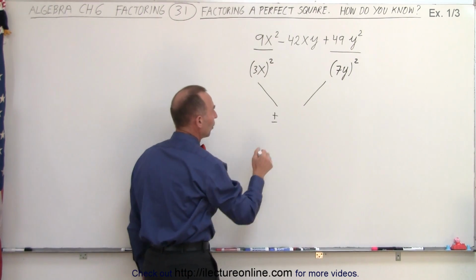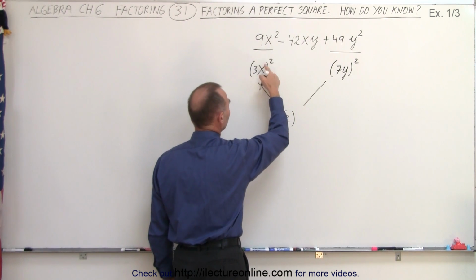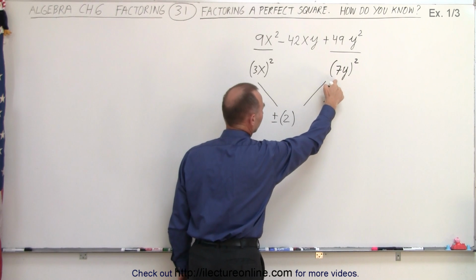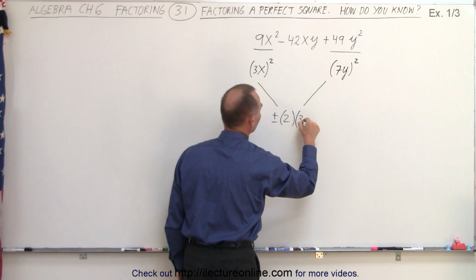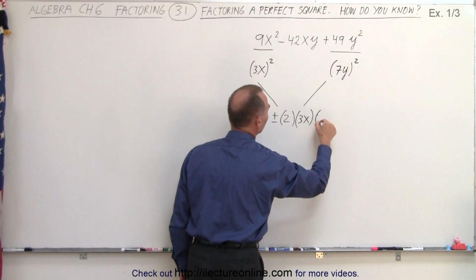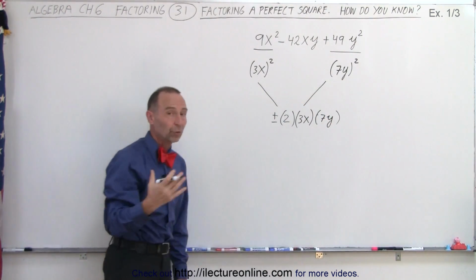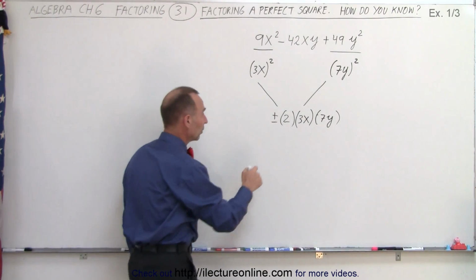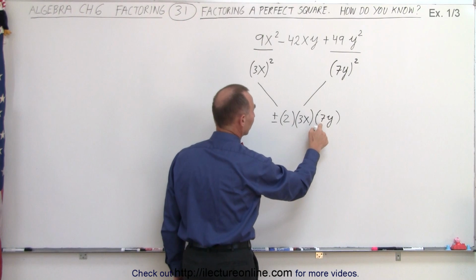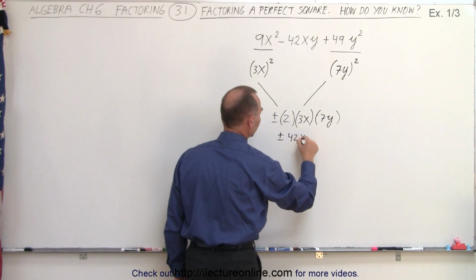So the idea is we take 2 times the square root of the first term and the square root of the last term. So we take plus or minus 2 times 3x times 7y. And if that equals the middle term, then we have a perfect square, and we can factor it as a perfect square. So let's check and see. 2 times 3 is 6, times 7 is 42. So this gives us plus or minus 42xy.